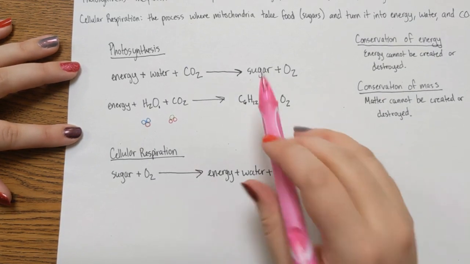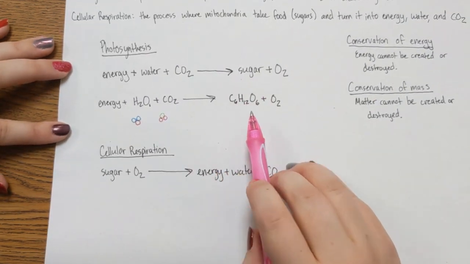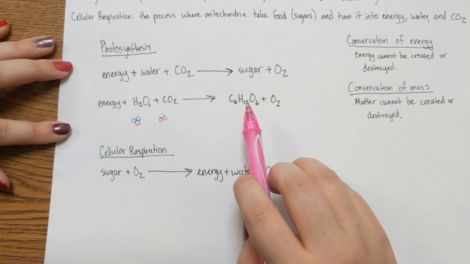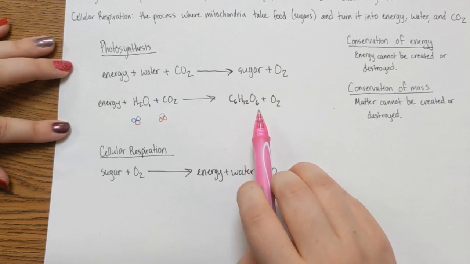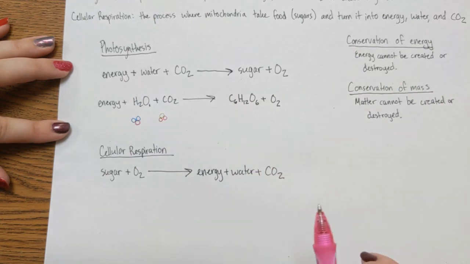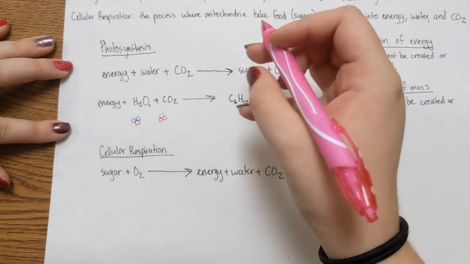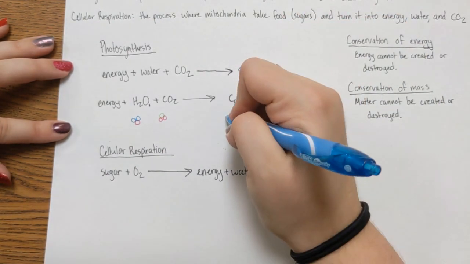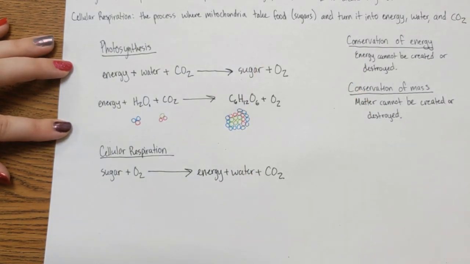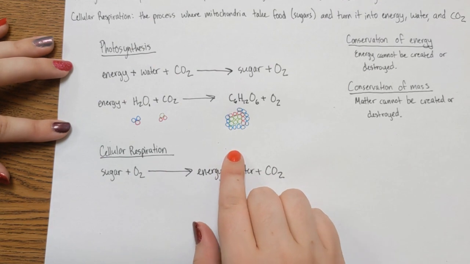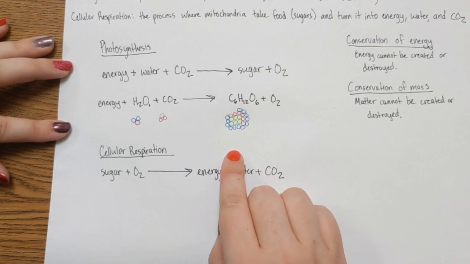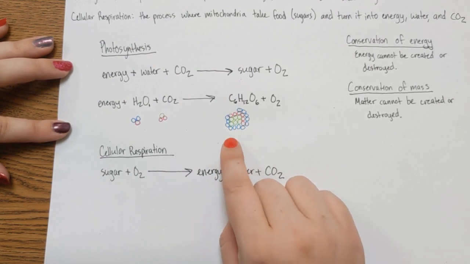Okay, now C6H12O6, this one is huge. Okay, so there are 6 carbon atoms, 12 hydrogen atoms, and 6 oxygen atoms. So I'm going to go ahead and draw that. There we go. There is a specific structure to this, but we are not worrying about that currently. Just how many of each there are is important.